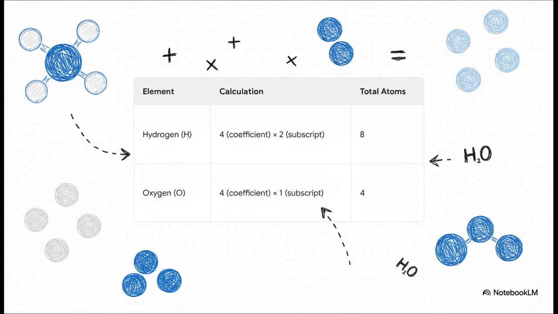Let's actually do the math together on this one. If we have 4 H2O, how many atoms of each do we have? Well, to find the total, you just multiply the big number, the coefficient, by the little number, the subscript, for each element. So for hydrogen, it's 4 times 2, that's 8 hydrogen atoms. And for oxygen, it's 4 times its invisible 1, which is 4 oxygen atoms. All in all, that's how you get the grand total.